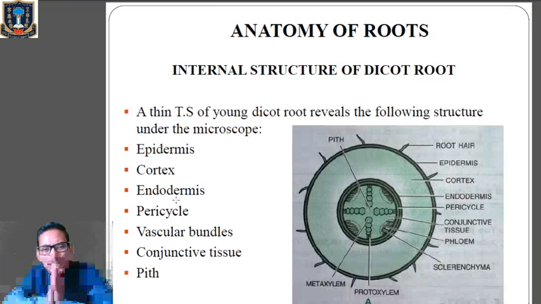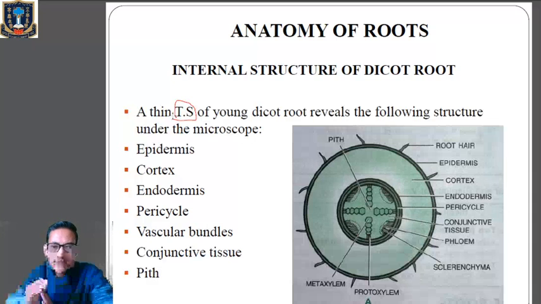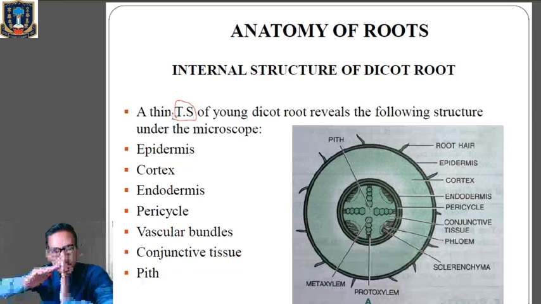So TS means transverse section. Remember, TS means transverse section. So we have got two types of section cutting. All right, one is called transverse section, and one is called longitudinal section. So here we are going to learn about the transverse section of a dicot root.